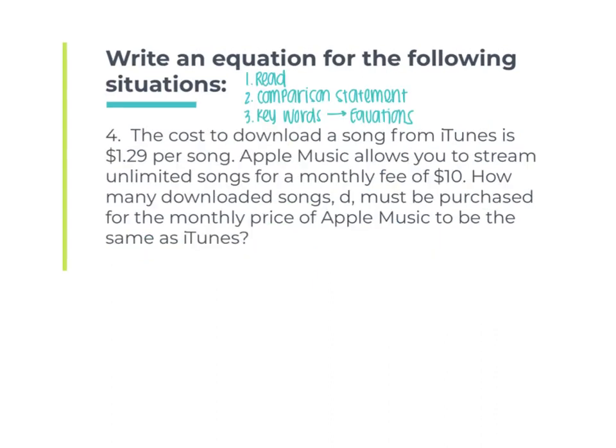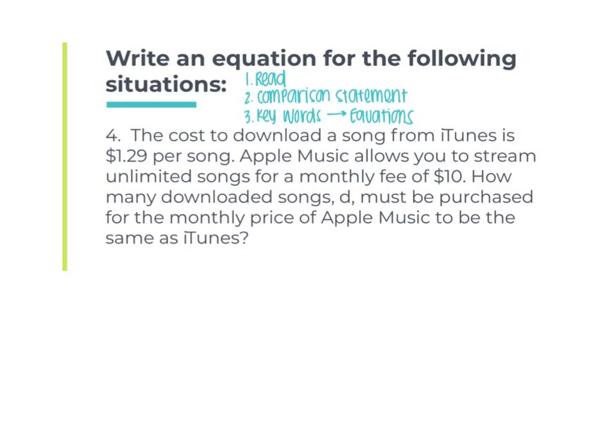All right, this is our fourth example. This one says the cost to download a song from iTunes is $1.29 per song. Apple Music allows you to stream unlimited songs for a monthly fee of $10. How many downloaded songs D must be purchased for the monthly price of Apple Music to be the same as iTunes? So we've completed our first step.